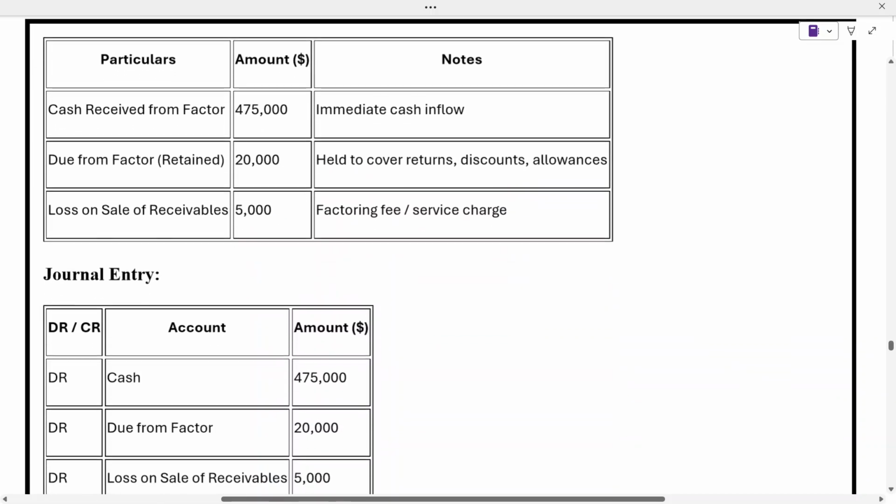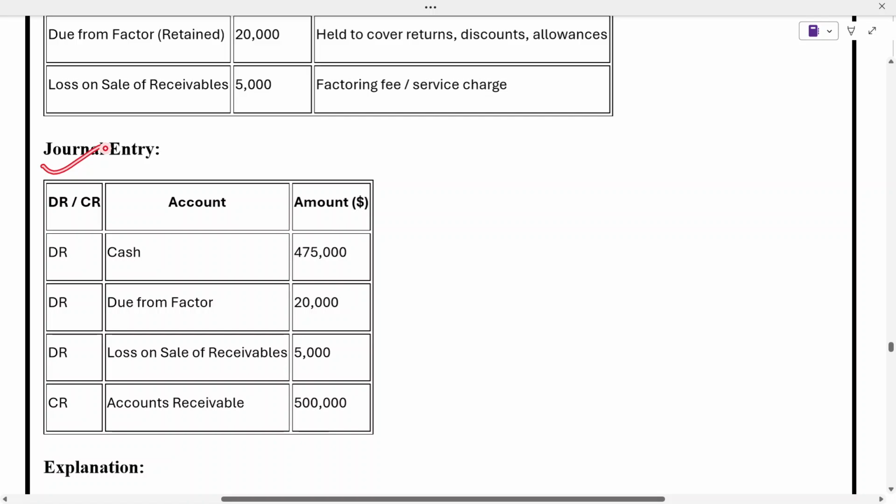So what journal entry will you be passing? Your company will say that you have received cash of $475,000. So you have received the asset and your cash is increasing, so you will be debiting it. And this $20,000 is due from factor. You can call it a security deposit, because you will receive it from the factor at the end of the factoring cycle. And this $5,000 is again your expense, so you debit these expenses because this is the fees you are paying to the factor. And finally you have reduced your accounts receivable, because these no longer belong to you.